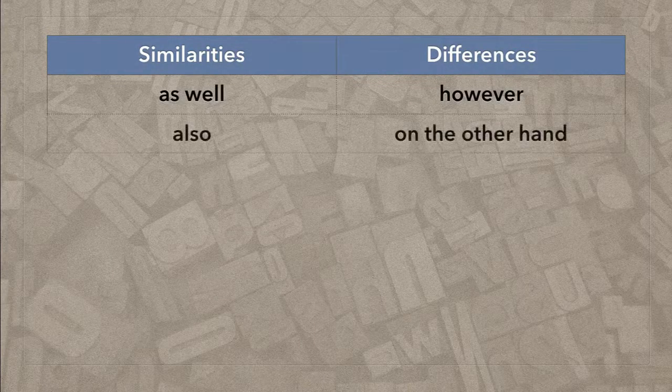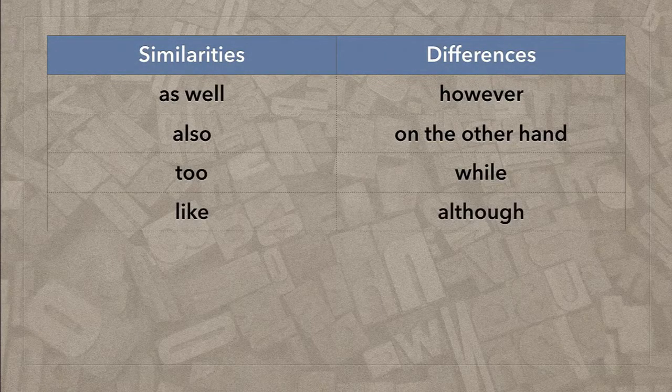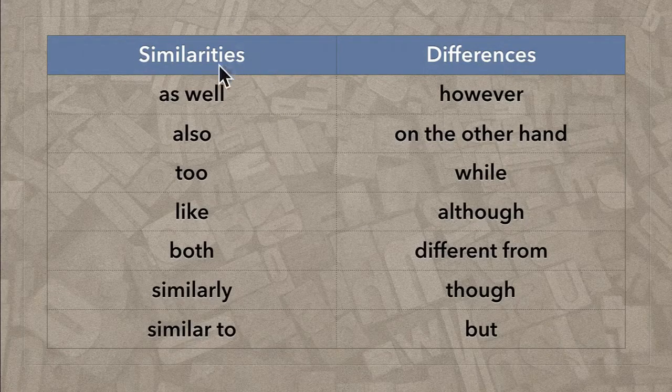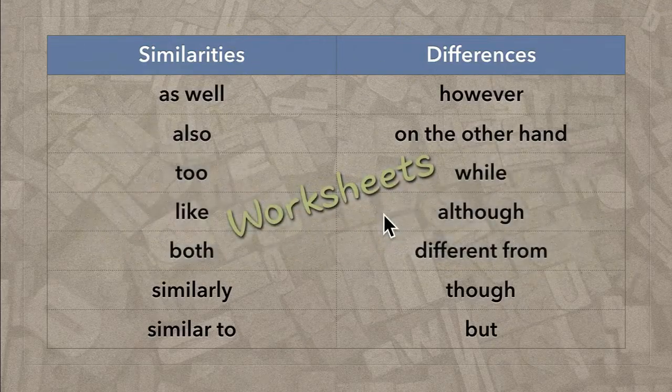Now, when we talk about the similarities and differences between two things, we use special words like the ones in these boxes. For similarities, we use as well, also, to, like, both, similarly, and similar to. For differences, we use however, on the other hand, while, although, different from, though, and but. However, these are just a few of the compare and contrast words. Take a look at your worksheets to see more details.